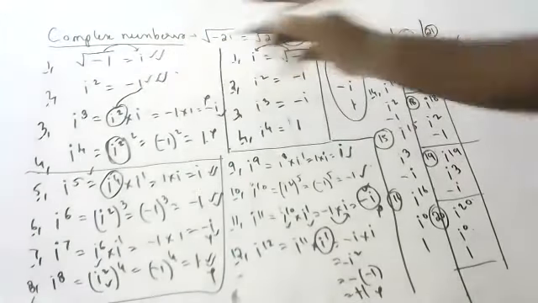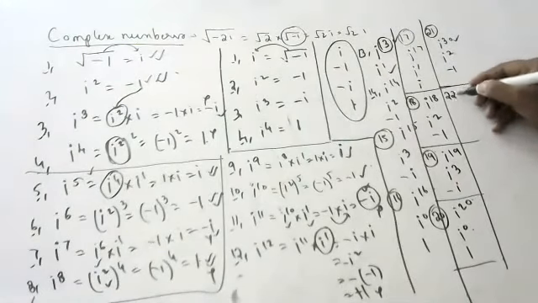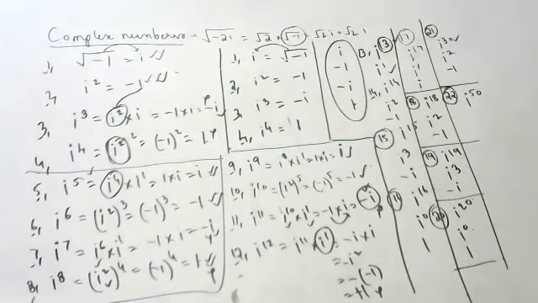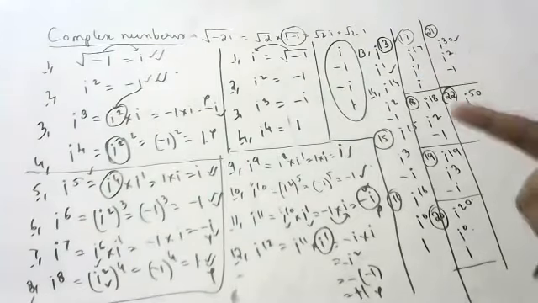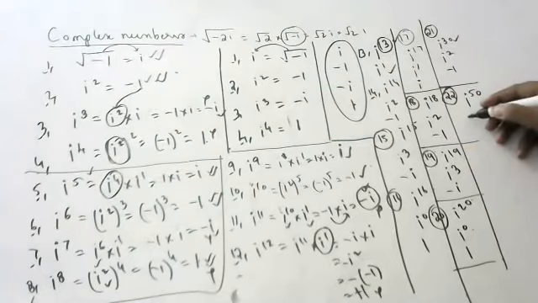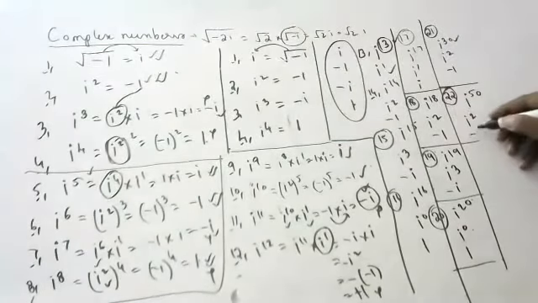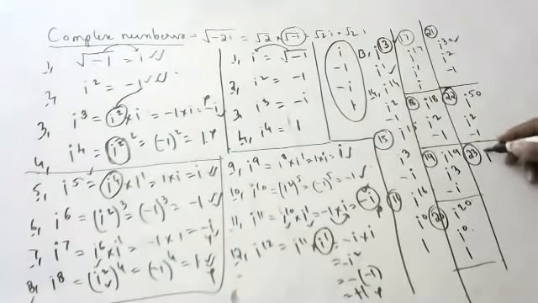What is the value of i squared? -1. Next, Abhiram, i to the power of 50. When you divide 50 with 4, 12 fours are 48. What is the remainder? 2. i to the power of 2 value is? -1.